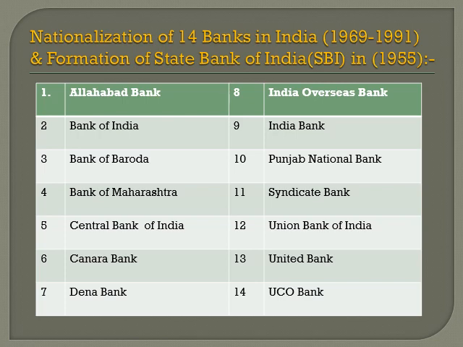So, if you talk about the 14 banks which were nationalized in 1969 by Indira Gandhi, the banks are Bank of India, Bank of Baroda, Bank of Maharashtra, Central Bank of India, Canara Bank, Dena Bank, Indian Bank, Punjab National Bank, Syndicate Bank, Union Bank of India, United Bank, and UCO Bank.